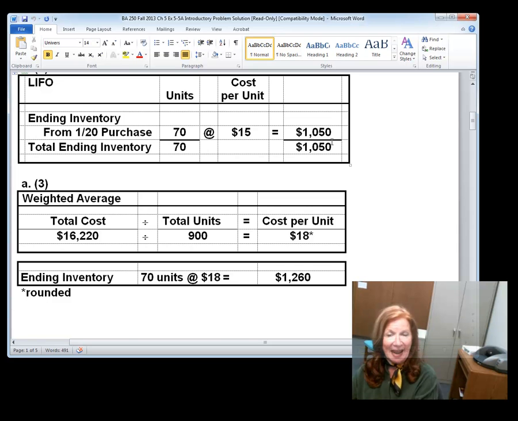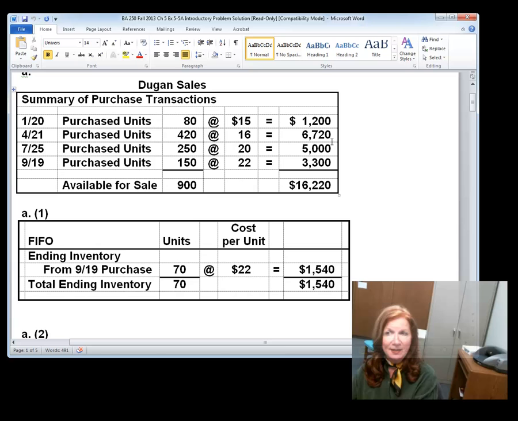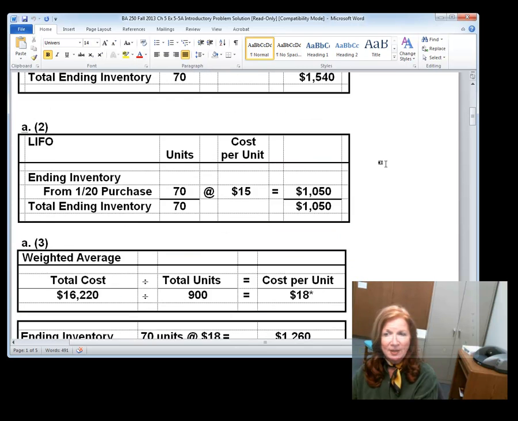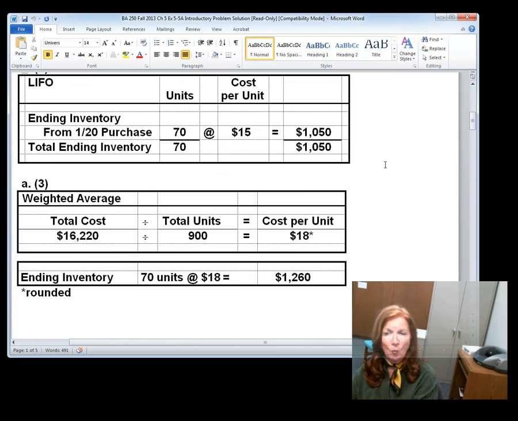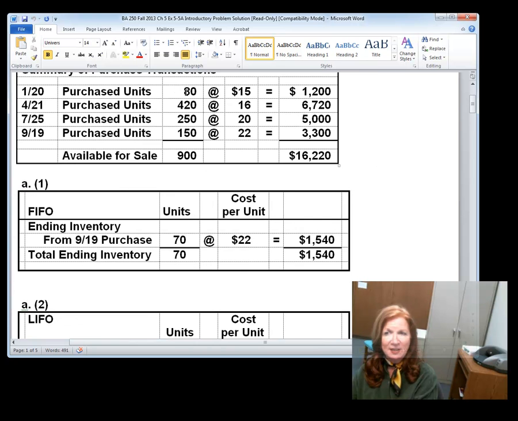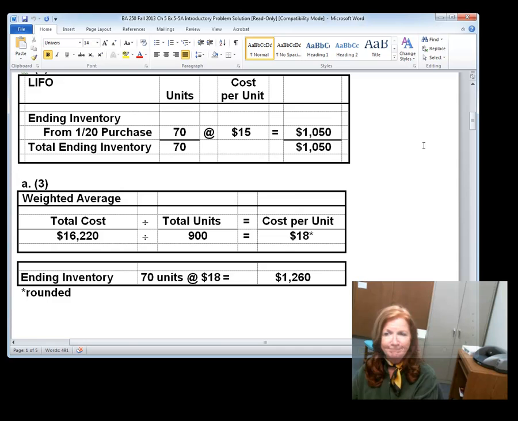Now the weighted average, so let me just review this one more time. The data table says the last things in, 22 and 20, were the first ones sold. So therefore the oldest inventory, the $15 units, were left in the inventory. So the 70 units were all for $15 and came from this $80 level of inventory.